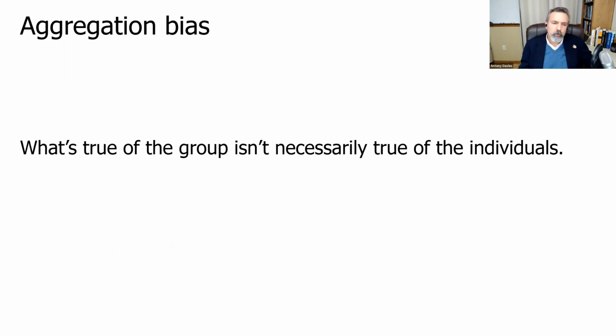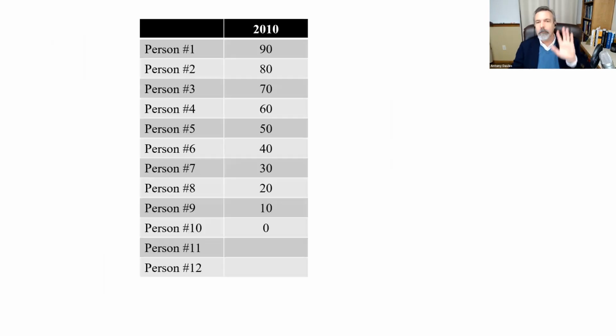Aggregation bias: what's true of the group isn't necessarily true of the individuals. I'm going to show you a beautiful example of this. This is a hypothetical. This is 2010, and I have a community of 10 people. Person 1 is 90 years old. Person 2 is 80 years old. All the way down, person 9 is 10 years old, and person 10 was just born yesterday. That's my community in 2010.